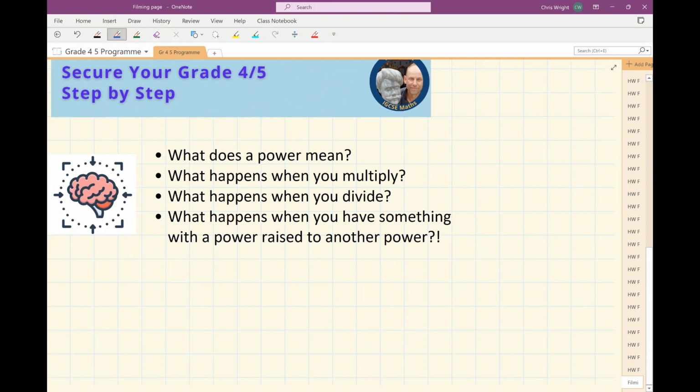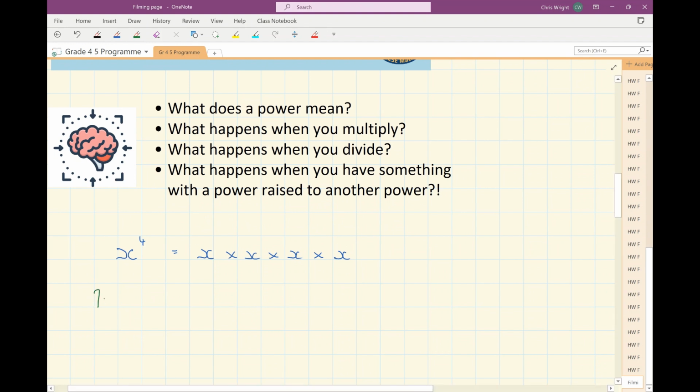Well, if you had x to the power of 4, then that would mean x times x times x times x. Or alternatively, if you had the expression 7 times 7 times 7, that could be written as 7 to the power of 3, which we call 7 cubed. So that's what a power means. Now, what happens when you multiply expressions with powers?